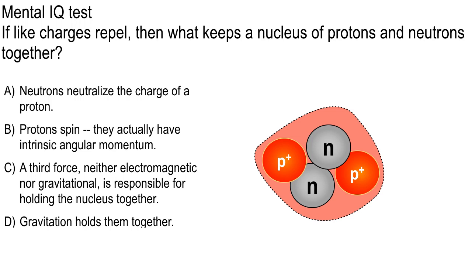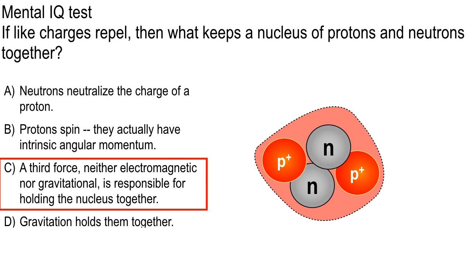15 seconds. 10, 9, 8, 7, 6, 5, 4, 3, 2, 1, 0. Okay, go ahead and display this. We got a little mixture here of A's, B's, C's, and D's. Go back to the regular display.